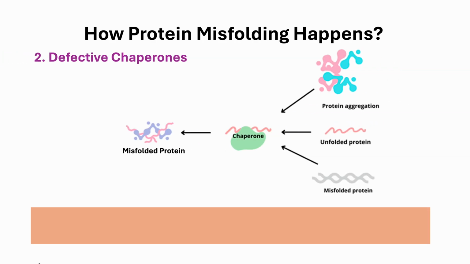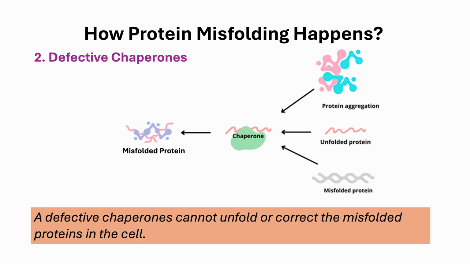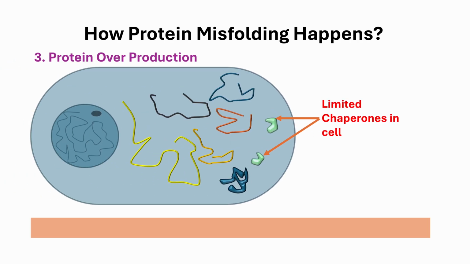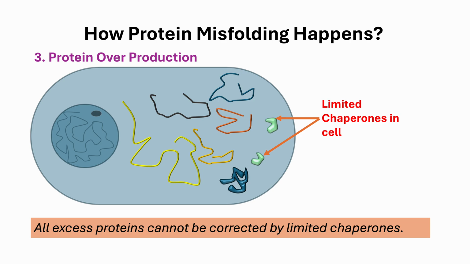Also, defective chaperones can cause misfolding. Normally, as we discussed earlier, chaperones assist proteins in folding or refolding the misfolded ones. But if they are faulty, they cannot correct misfolded proteins, which leads to more misfolded proteins or protein aggregates. When too many proteins are made, the limited number of chaperones in the cell also cannot handle the excess. This overwhelms the folding process, causing some proteins to misfold, which may result in aggregates that disrupt cell activities.